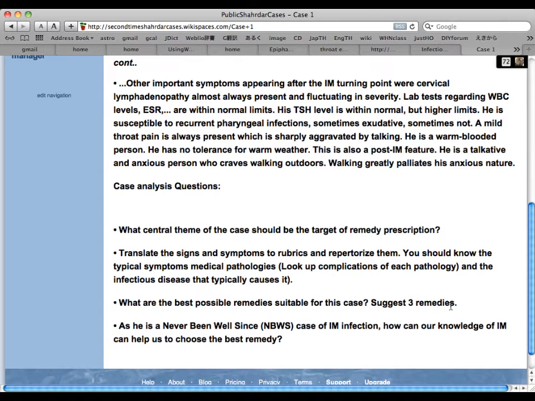Suggest 3 remedies. Okay? As he is a never been well since, NBWS, case of IM infection, you have to remember this. How can our knowledge of IM help us to choose the best remedy? Okay.